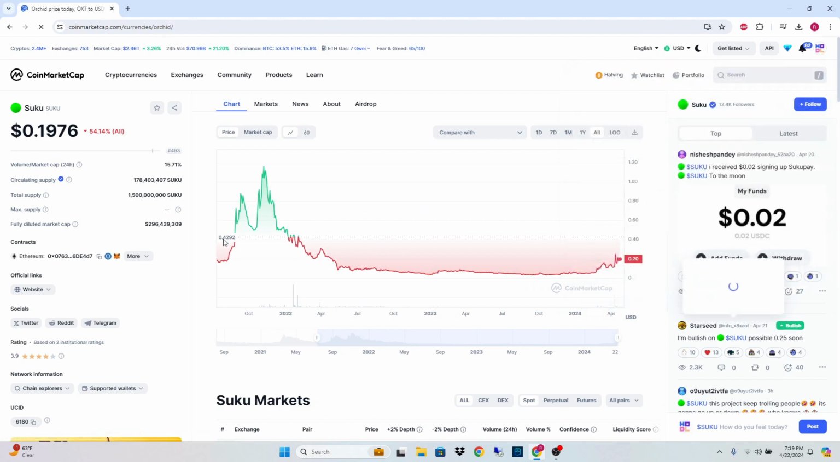Let's look at Suku. It came out in October 2021.